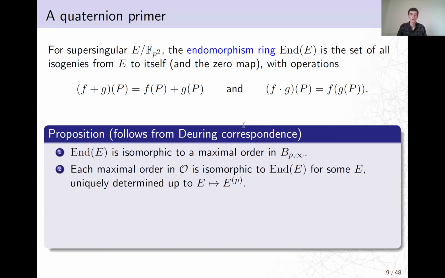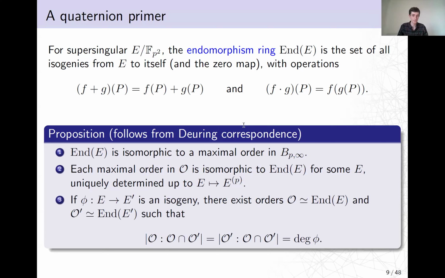Finally, bringing isogenies into the picture. Often this is phrased in terms of ideals, but I don't really want to get too much into ideals in this talk, so I'm going to phrase it slightly differently and say that if you have an isogeny φ, then there is some way of orienting your orders in the B_{p,∞} space in such a way that their intersection has index equal to the degree of φ inside each of the orders in question.